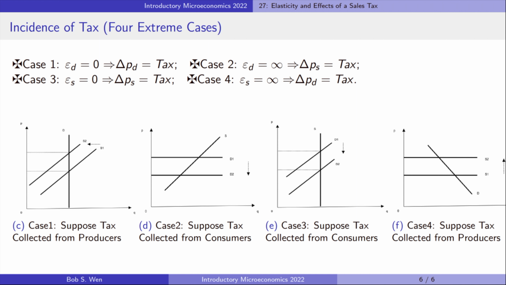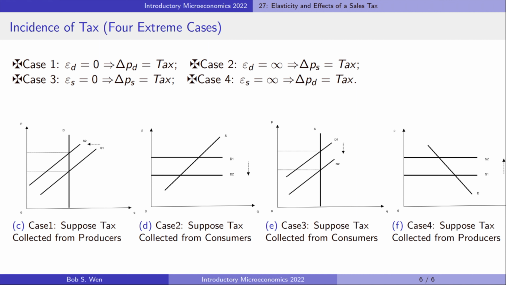If the price elasticity of supply is 0, which means the supply is perfectly inelastic, then producers pay the entire tax. If the price elasticity of supply approaches infinity, which means the supply is perfectly elastic, then consumers pay the whole tax.